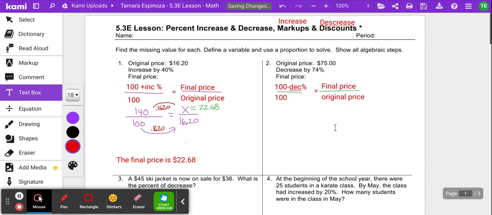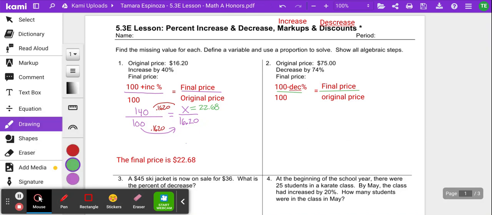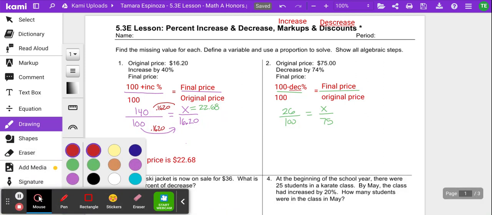Okay. So I'm plugging in. I'm going 100 minus 74%. So if it's 74% off, I'm going to be paying 26%. So 26 out of 100 is equal to, we're looking for a final price, and my original price is $75. Okay. So again, you can scale down or you can cross multiply. Going from 100 is pretty easy to scale down. Here I have to multiply by 0.75.